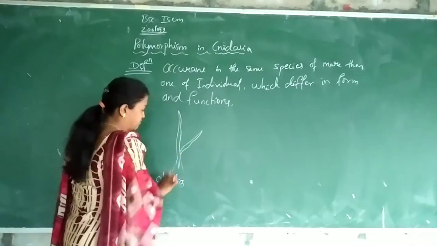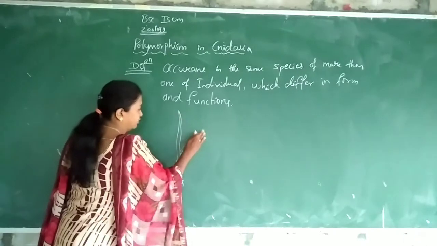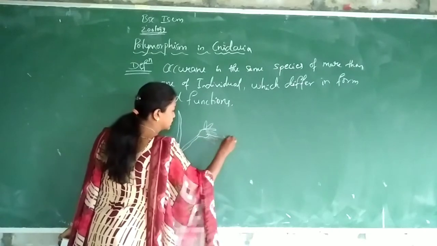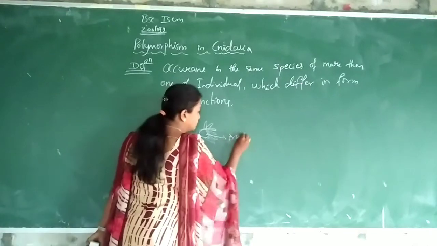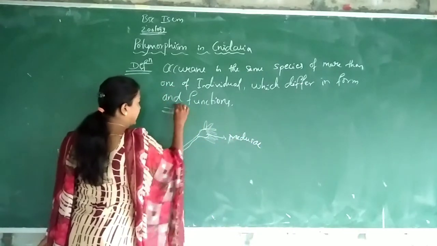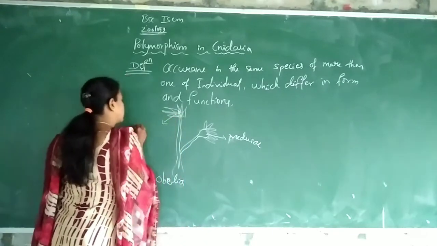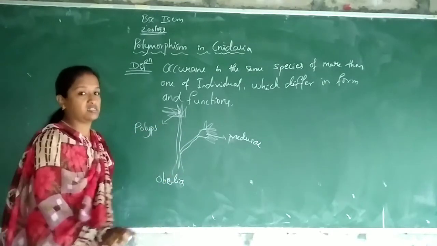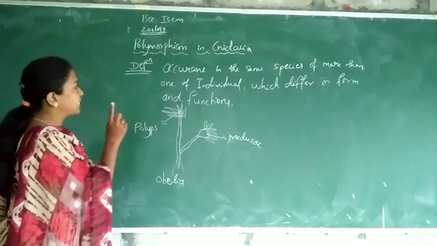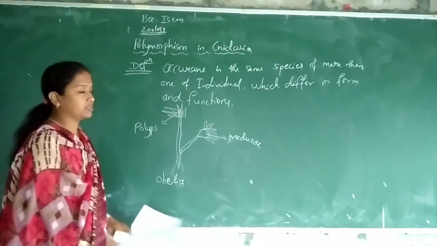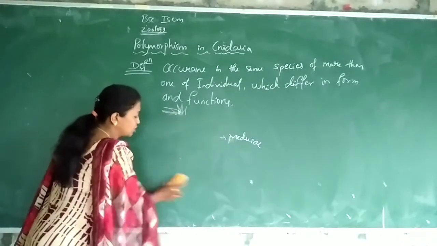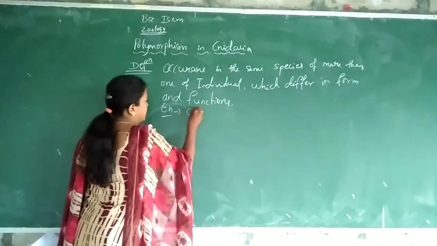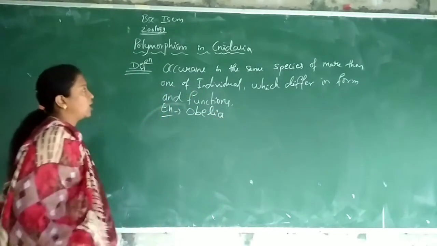This is the same species, means one species. It is having two different types of individuals. This is polyp, or this is medusae, and another one is the tentacles present on the body. These are called polyps. There are two different types of individuals present in the same species, more than one individual which differ in form and function. That is called polymorphism. This is a 2 marks question in your examination, a very, very compulsory question. The example is Obelia.